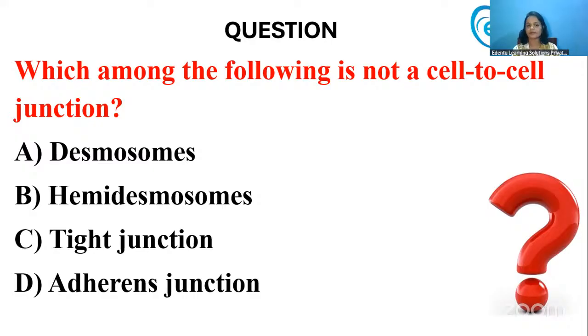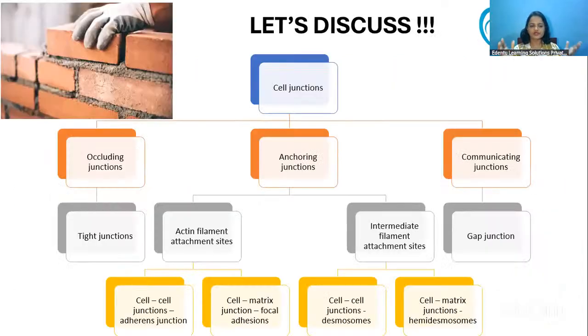Just like we build a house by stacking bricks together and putting cement in between, the cells are usually held together with the help of such cements. These cements are called junctions when it comes to the cellular basis. These cell junctions can be of three types.